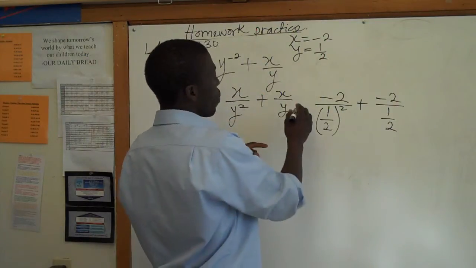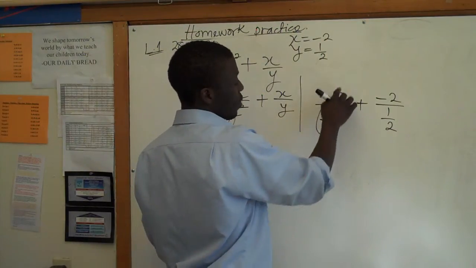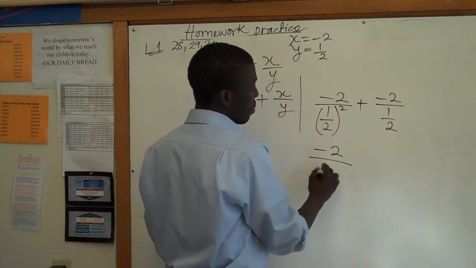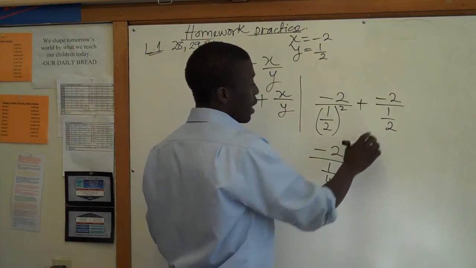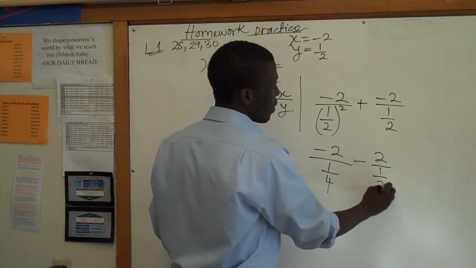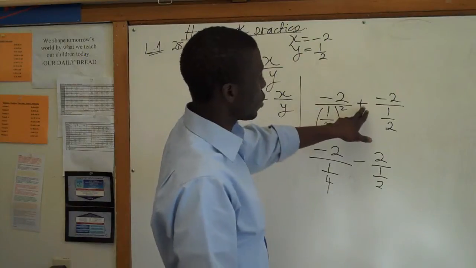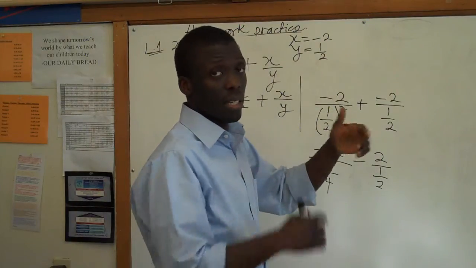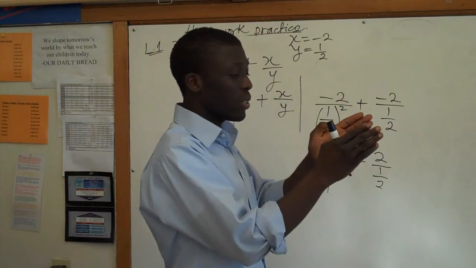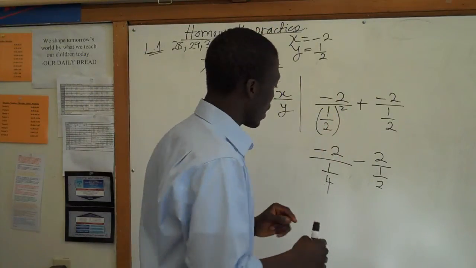Minus 2 divided by 1/2 squared is the same thing as minus 2 divided by 1 over 4. And then here you have minus 2 over 1/2. The reason why it's a minus is because when a plus and a minus meet, the minus essentially takes the place. So plus times minus is minus. Remember that. That's very important.